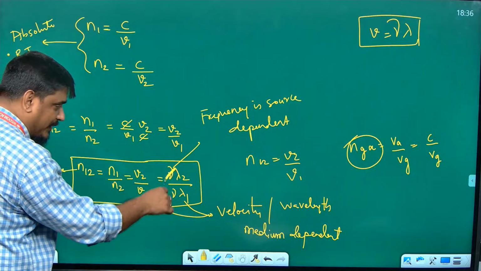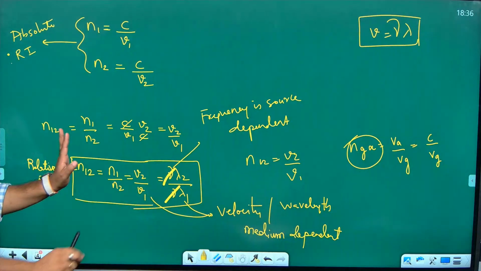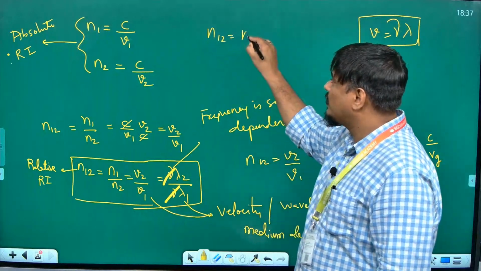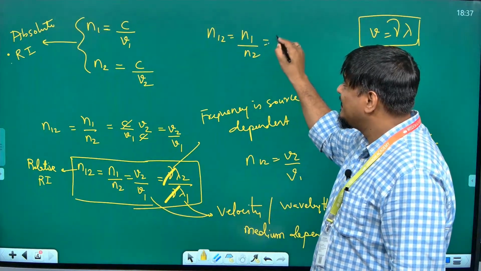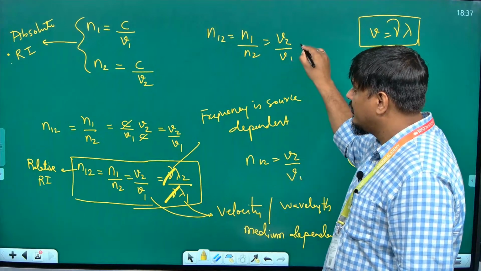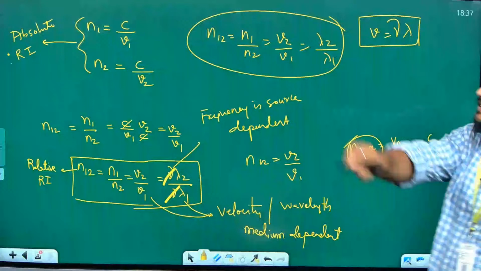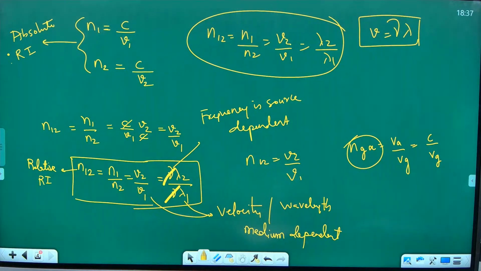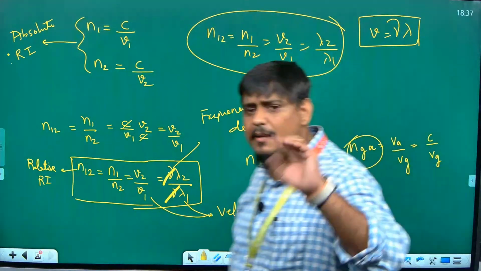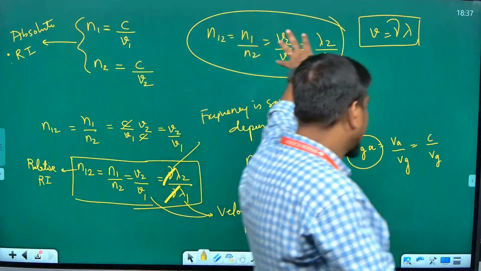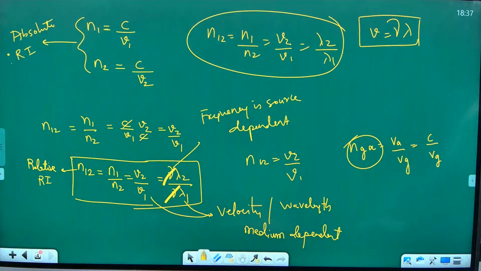If I cancel frequency, then I get the final expression, I am writing: N12 is equal to N1 by N2 is equal to V2 by V1 is equal to lambda 2 by lambda 1. This is the expression for relative refractive index. Very important. It will not be there in the NCERT book also, but it is very, very important, especially for competitive examinations. In future, if you are writing any competitive examination, this is a very core formula.